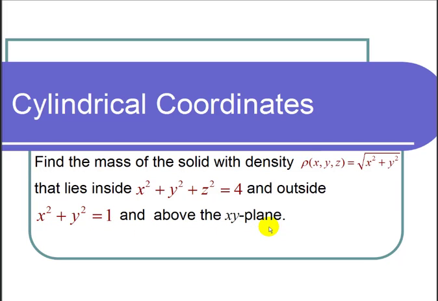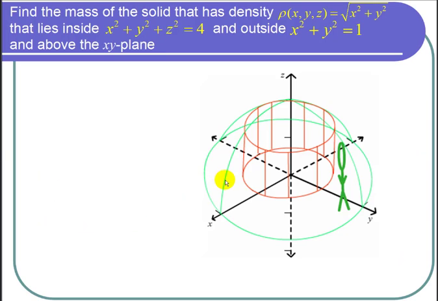So let's start by sketching a picture. We have a sphere centered at the origin of radius 2 and a cylinder centered at the origin of radius 1. So I sketch the sphere and I sketch the cylinder and I put the little man standing up and down, and I'm going to use cylindrical coordinates.